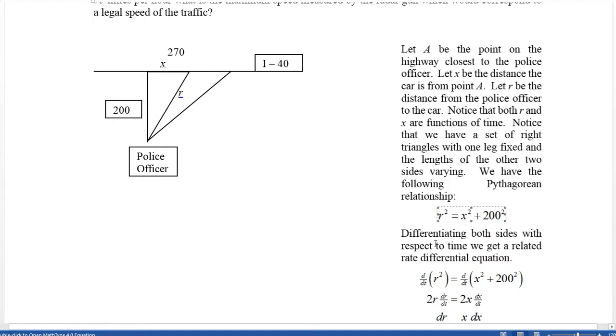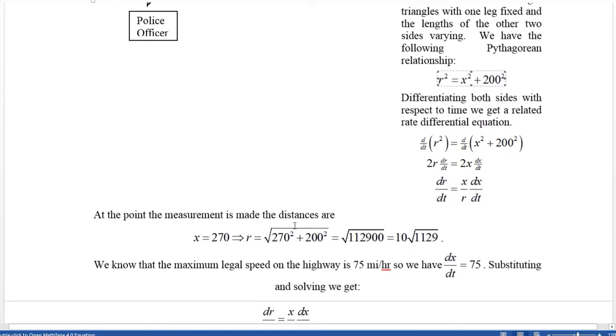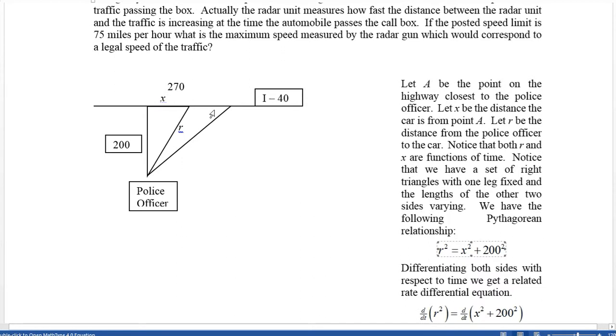Now we differentiate both sides with respect to time. Here we get 2r dr/dt, and over here 2x dx/dt plus 0. So we're doing implicit differentiation here. Now divide both sides by 2r, and the 2's cancel, and so we get dr/dt is x over r times dx/dt. Now at the point we make the measurement, the car is right here, and we can substitute in the r and the x that we have at that point.